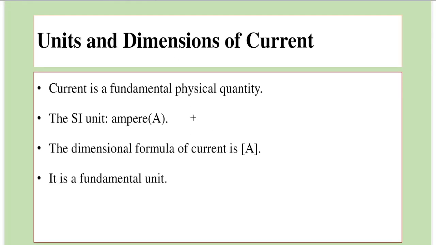Now let us look at its units and dimension. Now current is one of the fundamental physical quantities. There are 7 fundamental physical quantities, out of which current also is one. And for current, the SI unit is ampere.